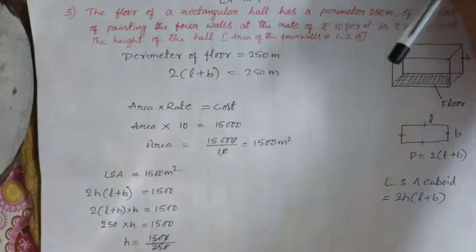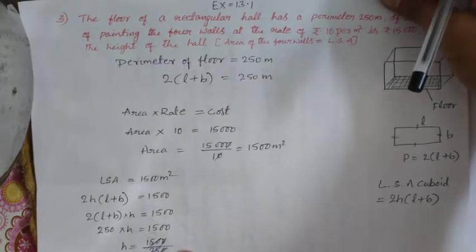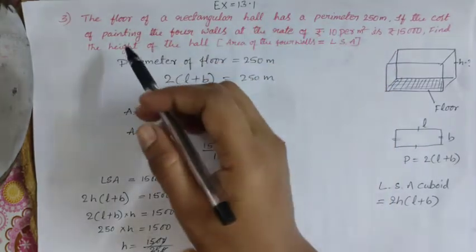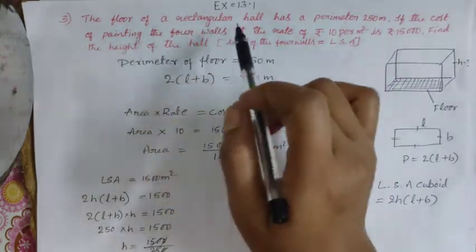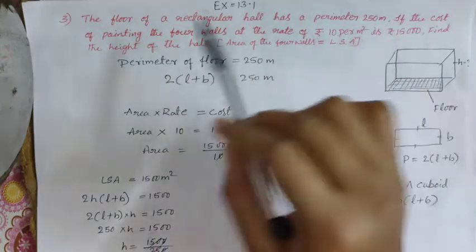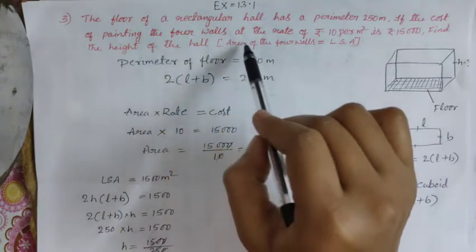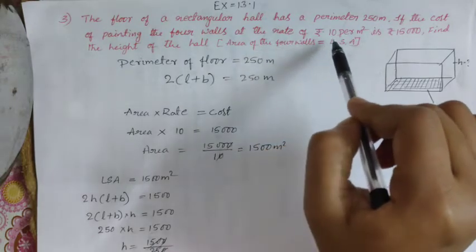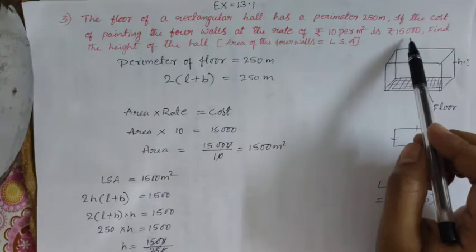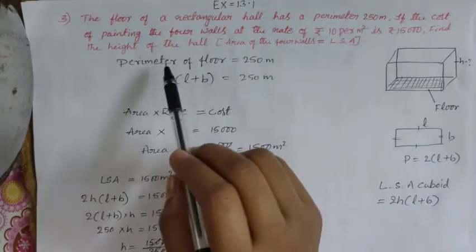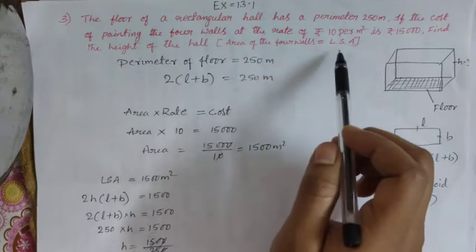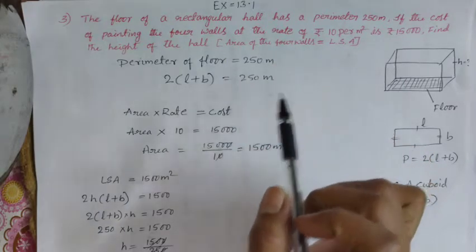Students, now we are going to the third problem of exercise 13.1. The floor of a rectangular hall has a perimeter of 250 meter. If the cost of painting the 4 walls at the rate of 10 rupees per meter square is 15,000 rupees, find the height of the hall. The area of the 4 walls is nothing but the lateral surface area.